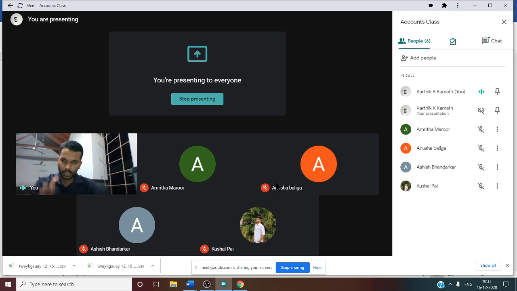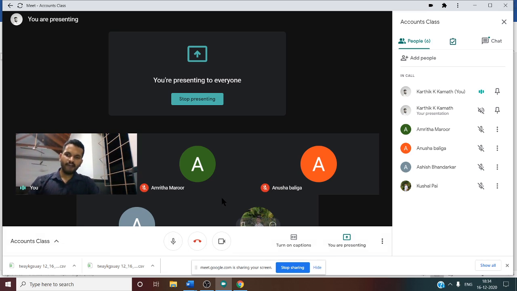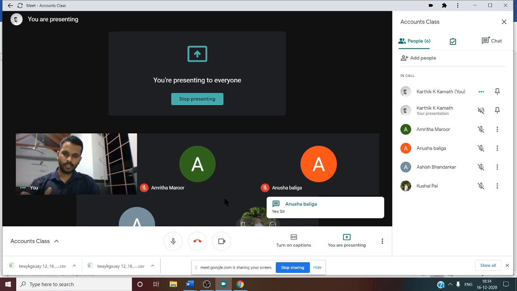So I hope till here it is clear. The working note of the P&L we have discussed, and we have prepared the statement of P&L. So any doubts till here? You can ask me now if there is any doubt regarding the profit and loss account and statement, this format. I hope you understood. Amrita, Anucha, Ashish, and Kushal. See, Anucha is saying yes.